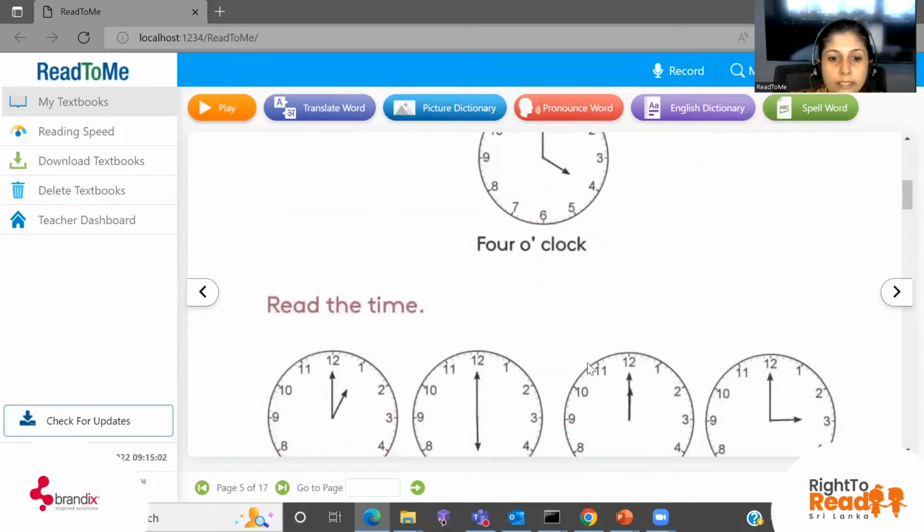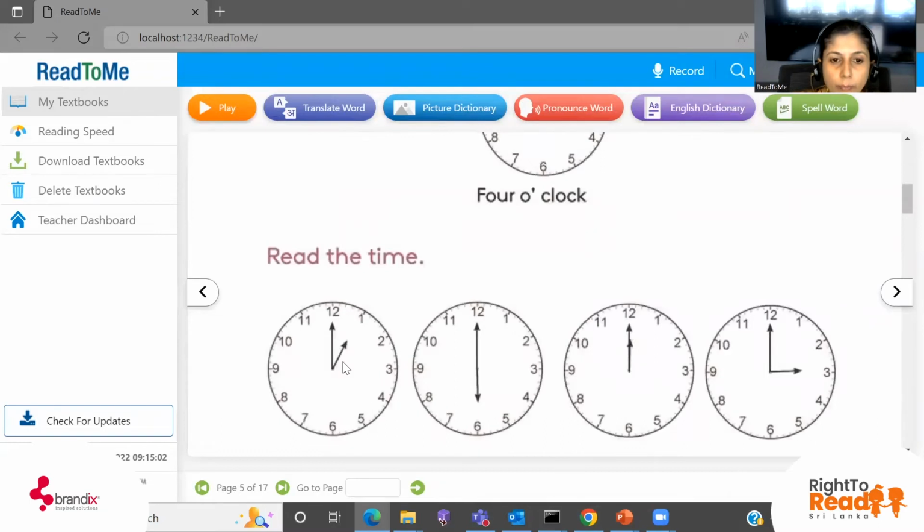Now, children, there are some clocks given below, but the time is not written here. Can you guess the time? The first one. Look at the first clock. Can you see where the short hand is? Yes, it is on number 1 and the long hand is on number 12. That means the time is 1 o'clock.